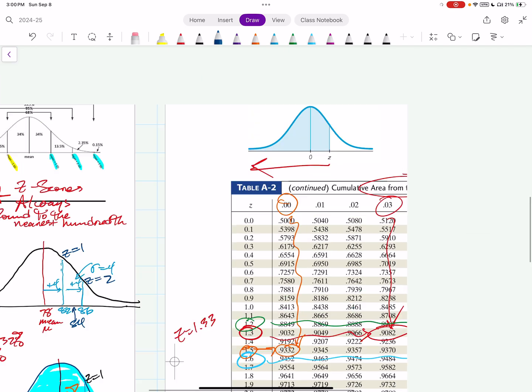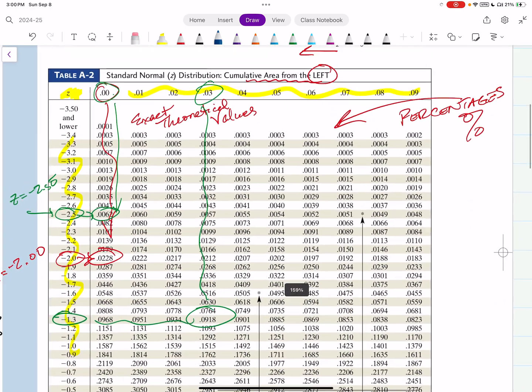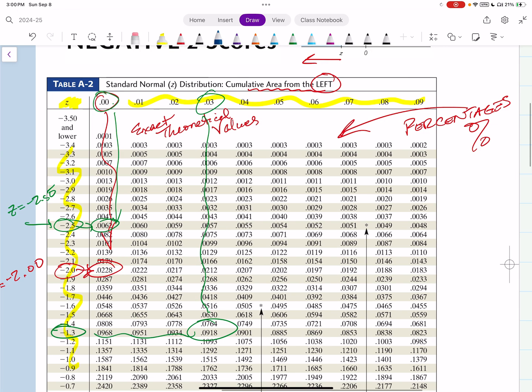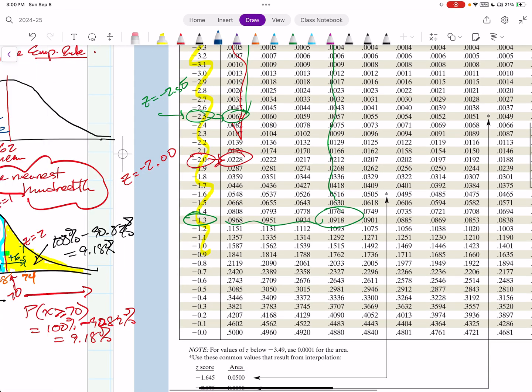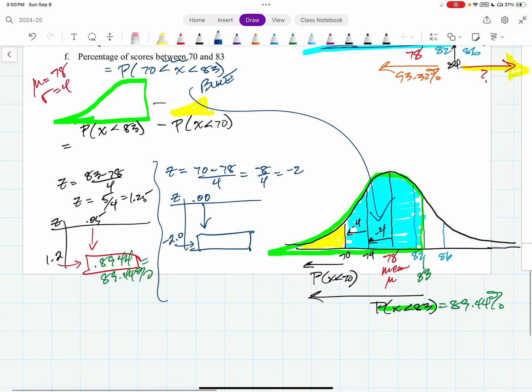So we have to go to the negative side of the Z table this time and find negative 2, and we already did that before, it's in red. That's 0.0228. That's a small probability or percentage. So this one right here is 2.28%. Very small.